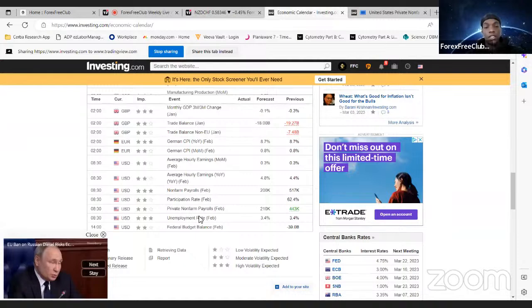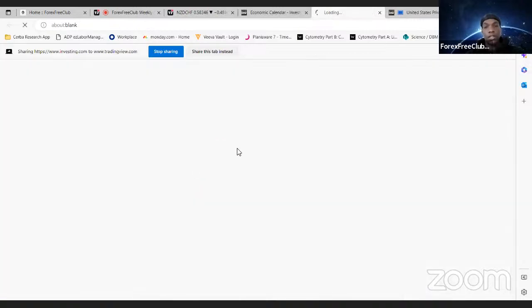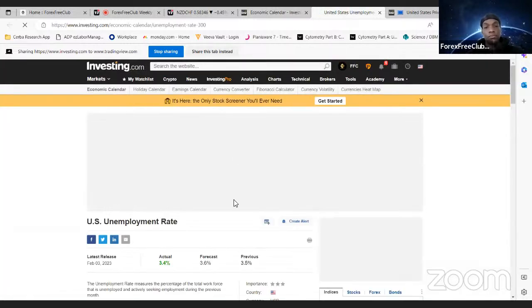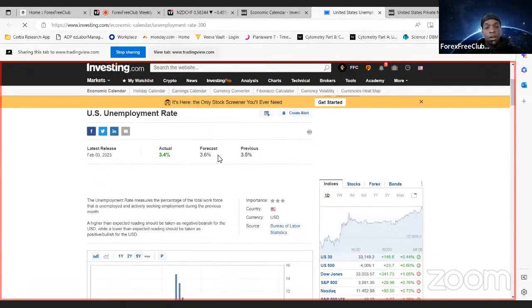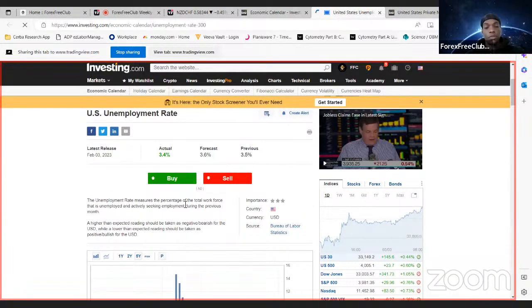And then the last thing is the unemployment rate for February. All right, so the unemployment rate measures the percentage of the total workforce that is unemployed and actively seeking employment during the previous month. A higher than expected reading should be taken as negative or bearish for the USD, while a lower than expected reading should be taken as positive.